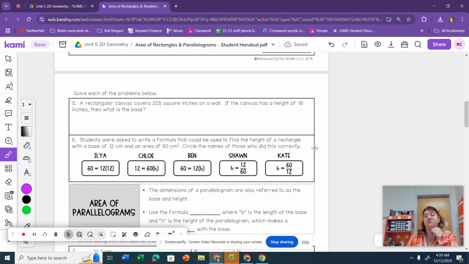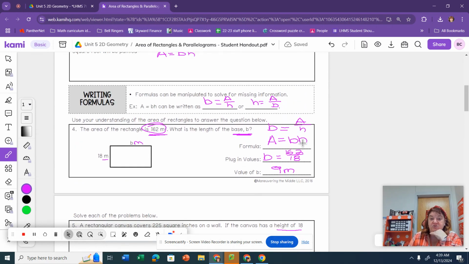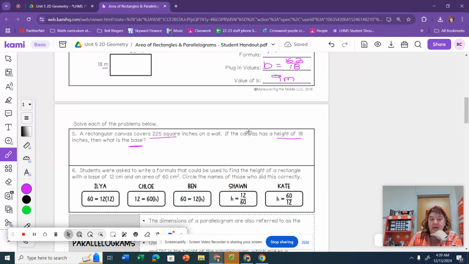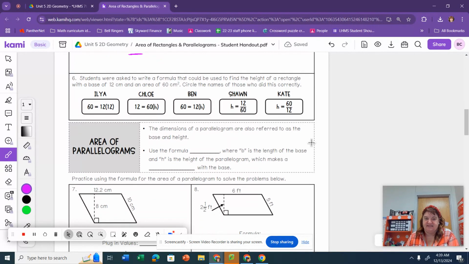You try to do this one on your own. You know the area and you know the height, and you're trying to find the base. Remember, you can use this formula up here, and then plug in your values. Okay, did you get it right? I hope so. Okay, number 6. Well, let's skip 6. Let's move on.